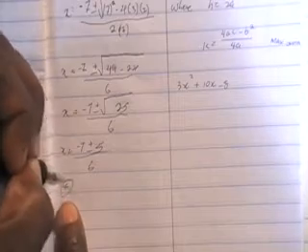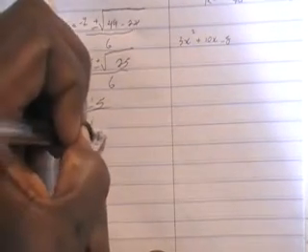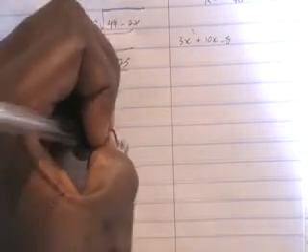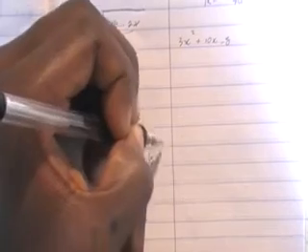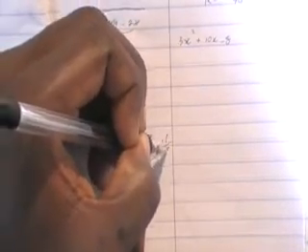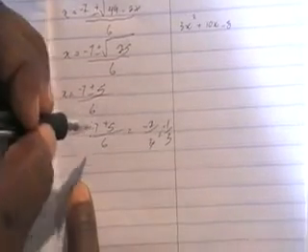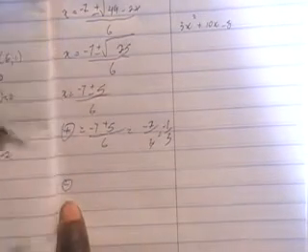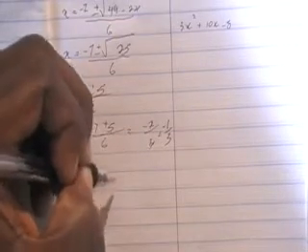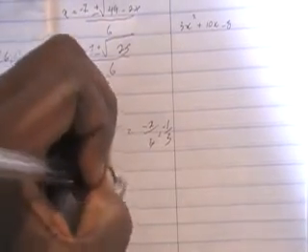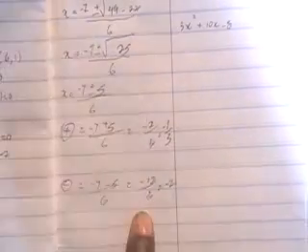Let's do the addition first. This is equal to minus 7 plus 5, divided by 6, which is equal to minus 2 divided by 6, which, when you cancel, is minus 1 over 3. And then you come down here, let's do the subtraction. Then you have minus 7 minus 5 divided by 6, which is equal to minus 12 over 6, which is equal to minus 2.